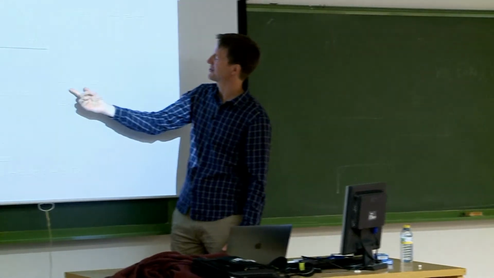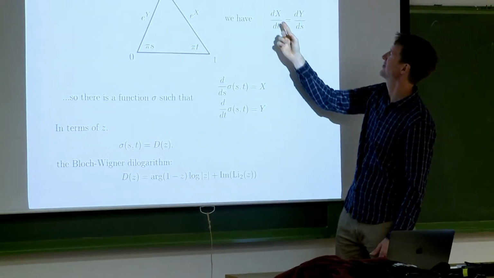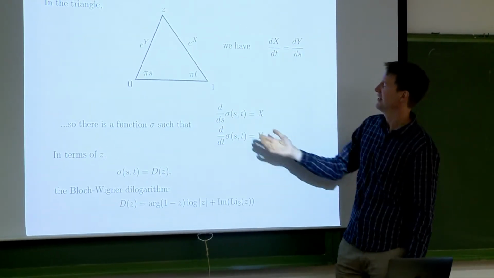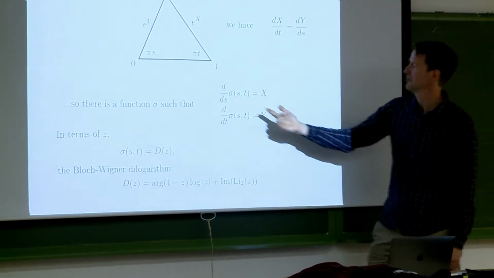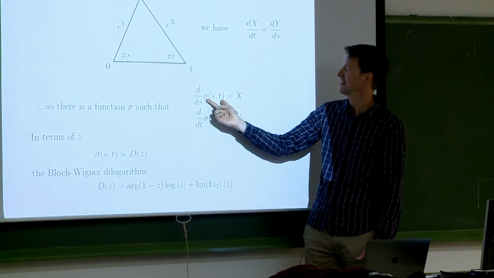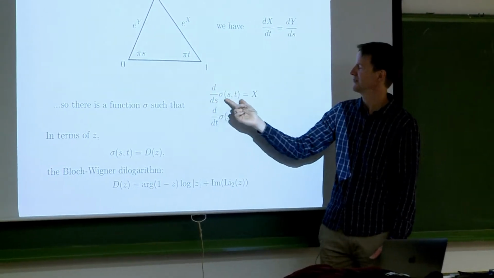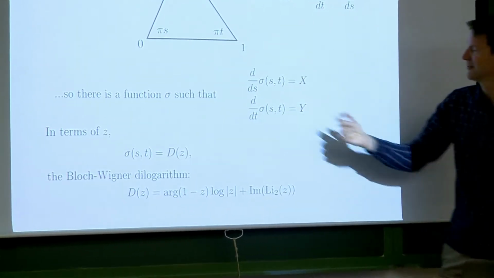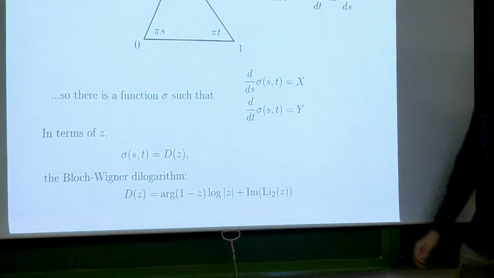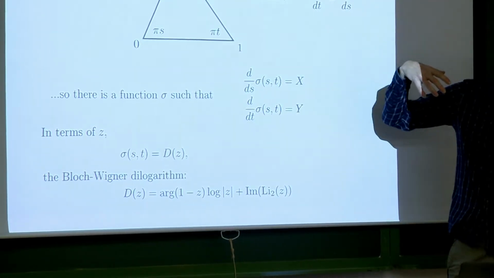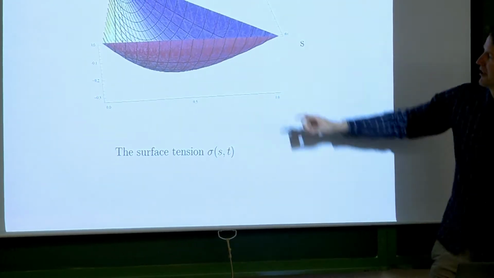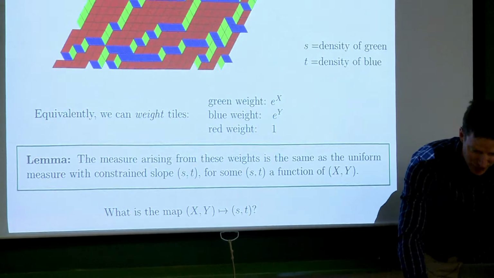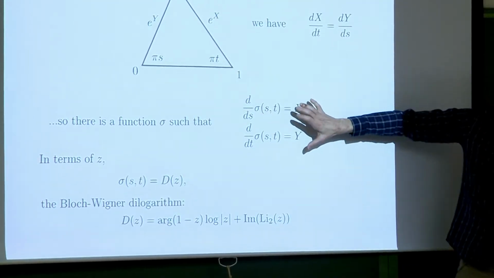But that means that you can make this closed form x ds plus y dt, and its integral is this function sigma. So sigma has this property that the derivative with respect to s of sigma equals x and the derivative with respect to t of sigma equals y. Okay. So this is a way to write down the formula for that surface tension function here. Right? That's the surface tension function, and it has that property. It's defined by these equations.